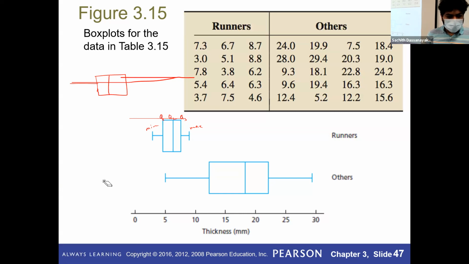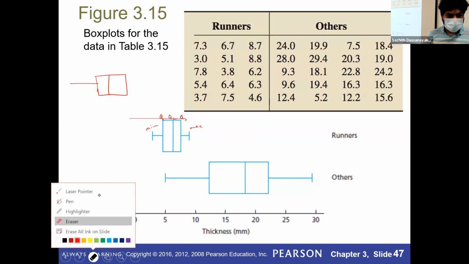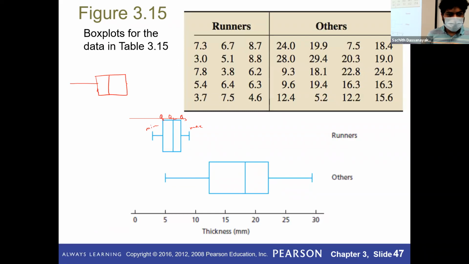It should look like this. This is your mean here. This is your max here. Now you can see the length between these two tails: the length between min and Q1, and the length between max and Q3. I'm talking about these lengths. This one and this one, right?